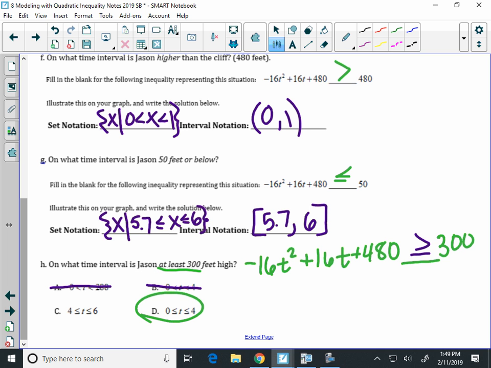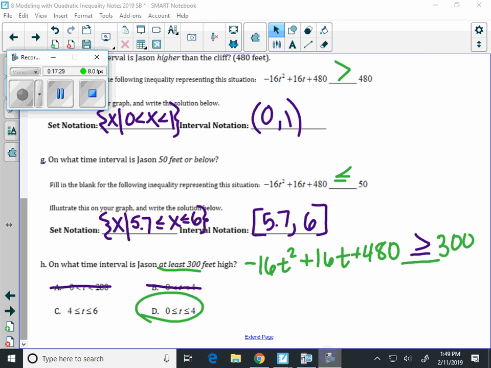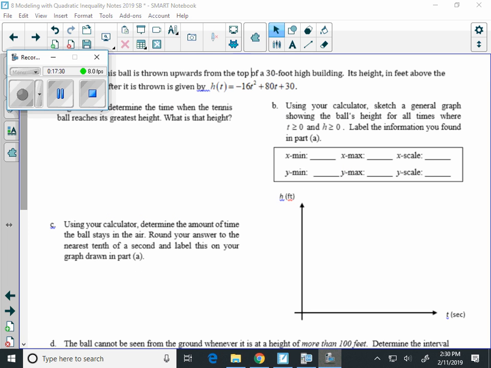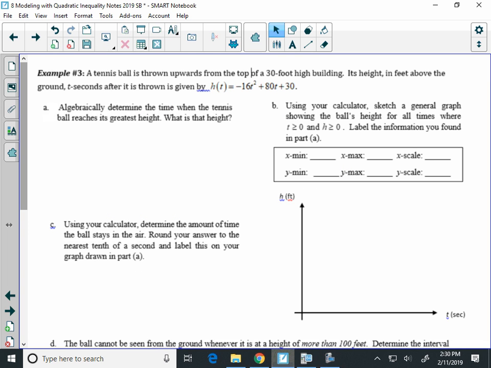Right? So here's what I would like. I didn't get to the last problem, which is okay. All right, so the last problem, or last example here, we'll do together. It says a tennis ball is thrown upwards from the top of a 30-foot high building. Its height is given by the model negative 16t squared plus 80t plus 30.